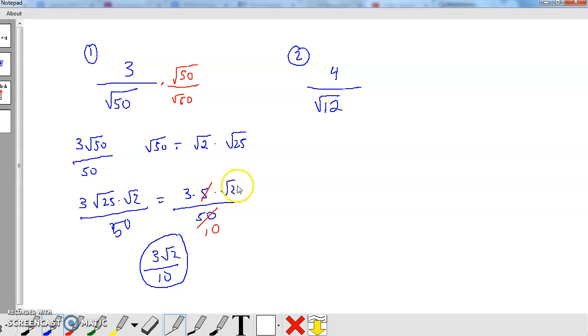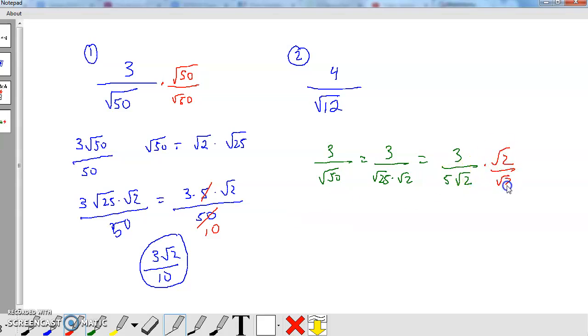So that's that problem. Let's do it one more time. So I'll do it in green. 3 over root 50. What happens if we simplify root 50 first? So we said 3 over root 25 times root 2, so 3 over 5 root 2. Now I'm just going to multiply top and bottom by root 2 over root 2. So this will become 3 root 2 over 5 times 2, which ultimately gives me the same answer, 3 root 2 all over 10. Again, I find it easier to simplify at the very beginning.